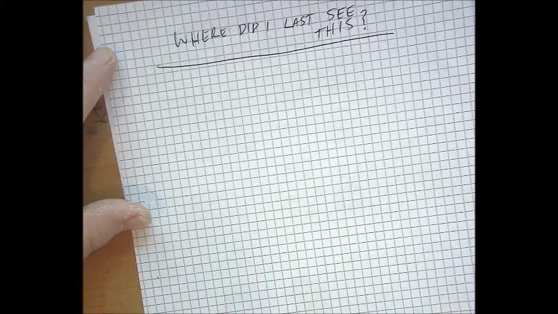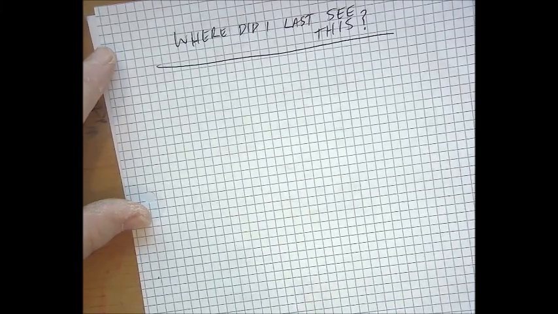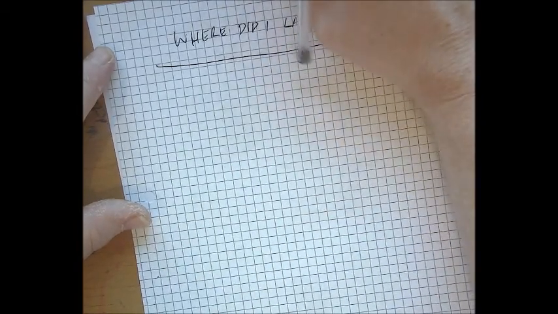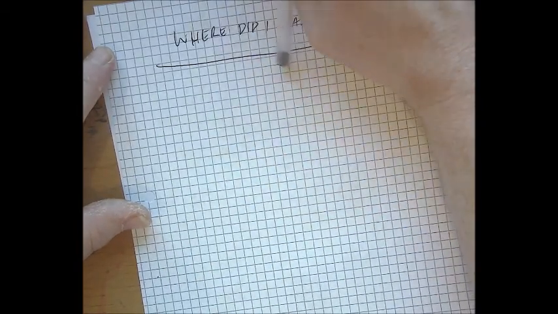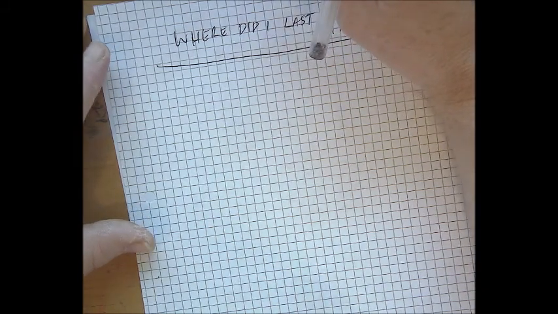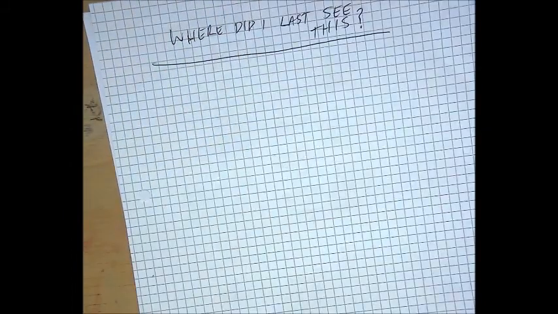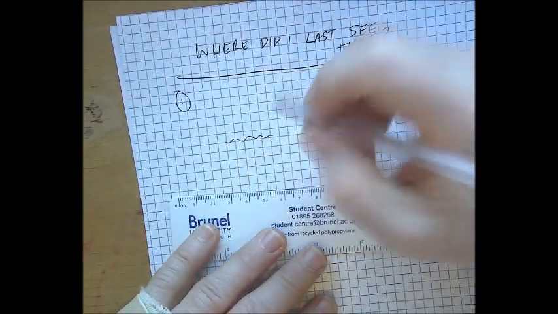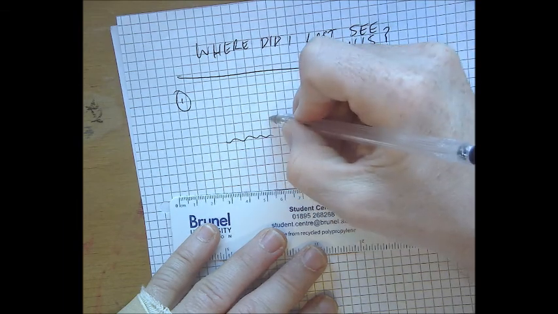The Where Did I Last See strategy basically invites you to think in which topic you last saw something similar, something from that general ballpark. So Anna estimates the height of a tree. This is question 1. She holds a ruler vertically at arm's length. So this is her arm, and there's a ruler.